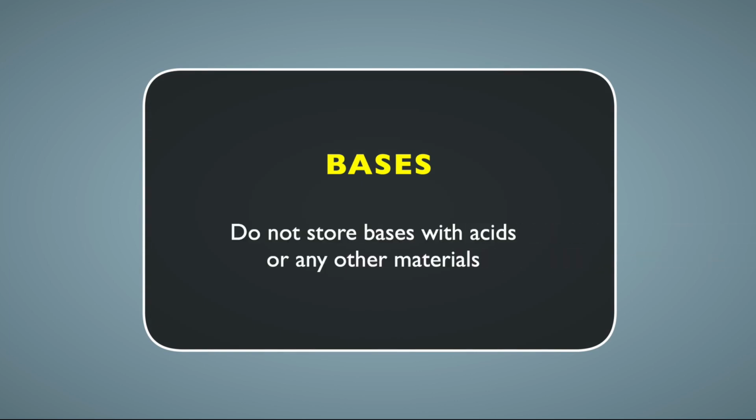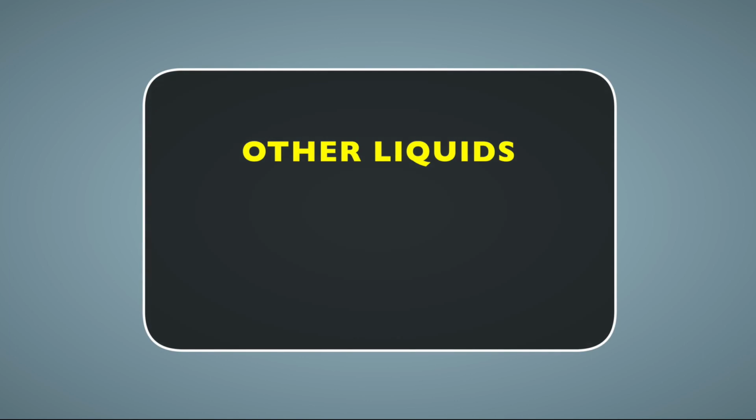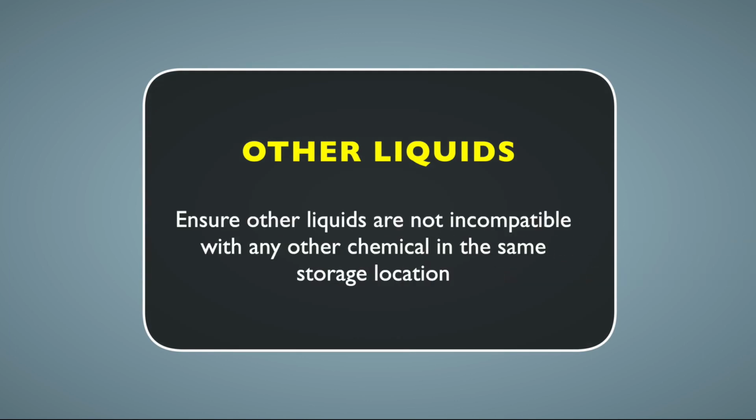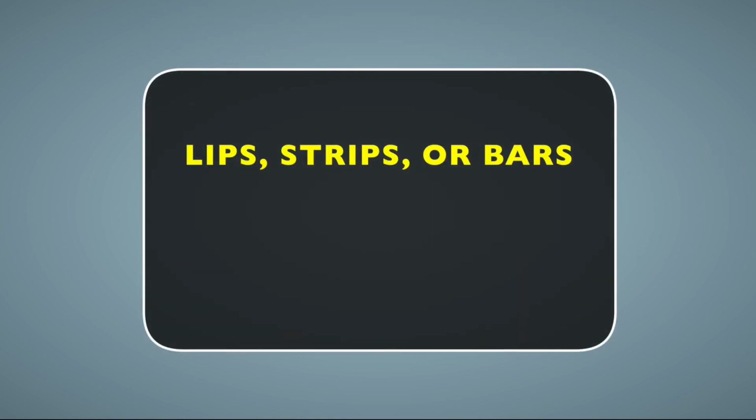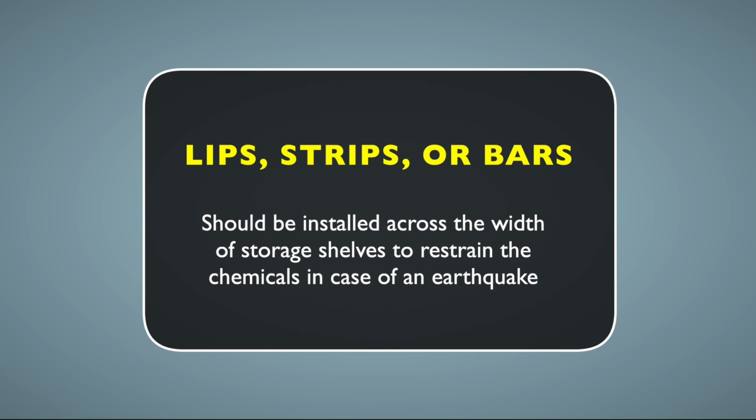Bases. Do not store bases with acids or any other materials. Other liquids. Ensure that other liquids are not incompatible with any other chemical in the same storage location. And lips, strips, or bars are to be installed across the width of the storage shelves to restrain the chemicals in case of an earthquake.